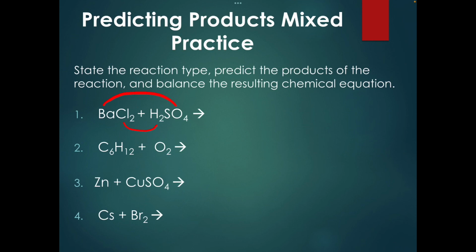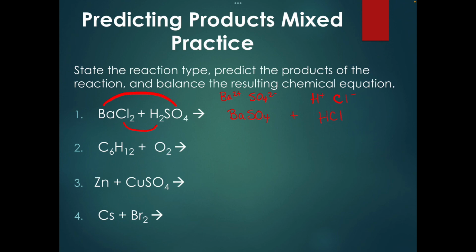So when barium reacts with sulfate, we get Ba2+ and SO4 2-. Those charges are equal and opposite, so they cancel out, and we will get BaSO4. And then hydrogen will react with chlorine. Hydrogen is H+, and chlorine is Cl-. So we're just getting HCl.